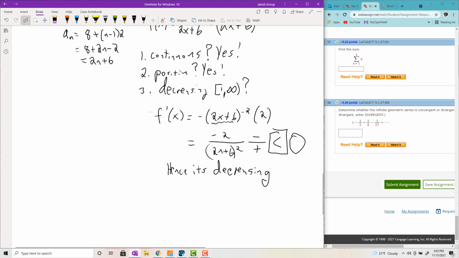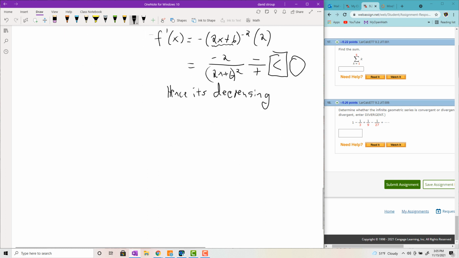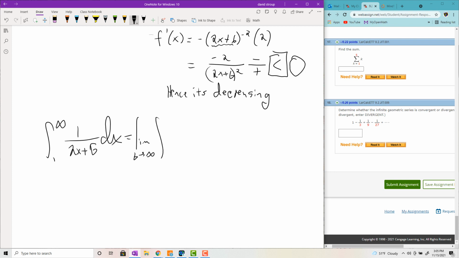All right, once you've done that, then you could go to the integral test and actually find whether it's divergent or convergent. So we'll have the integral from 1 to infinity of 1 all over 2x plus 6 dx. So we have an improper integral. I'll rewrite it as a limit. I'm going to have to do a u sub.